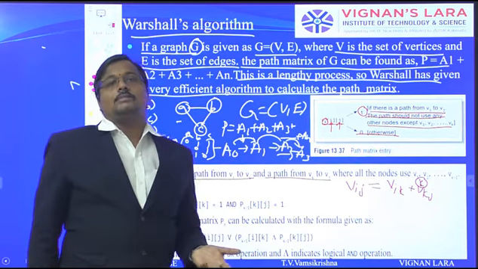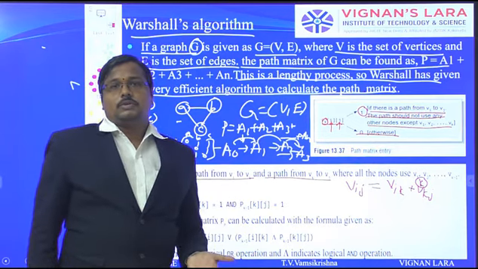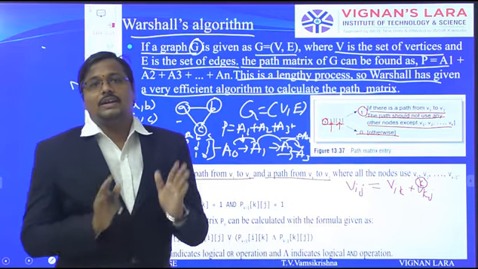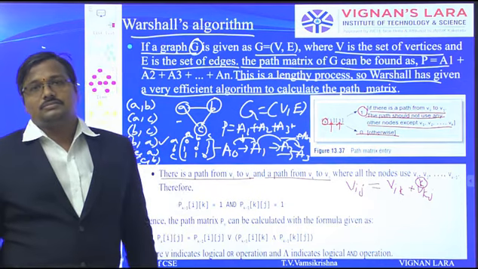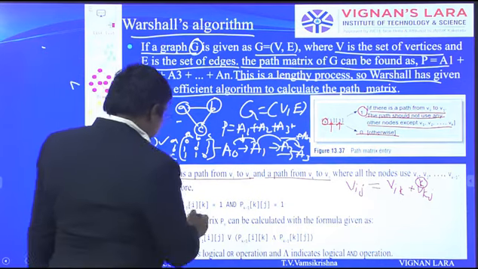That is called the All-Pairs Shortest Path algorithm. We are not considering the distance, only we are considering the paths. That is called Warshall's algorithm. Right. So that is the meaning.